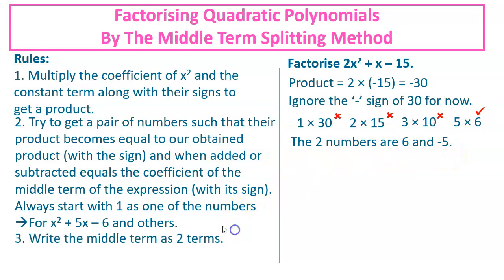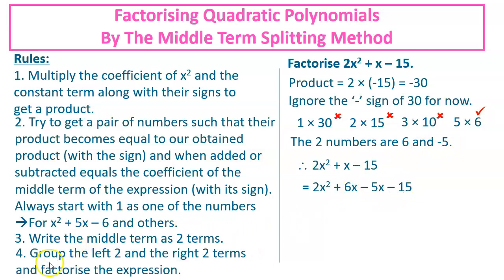Coming to rule number 3, write the middle term as two terms. So 2x squared plus x minus 15, this is the middle term. We will be writing this single term as two terms. So it is 2x squared plus, these are the coefficients, so it will be plus 6x minus 5x and minus 15. Rule number 4, group the left two and the right two terms and factorize the expression.